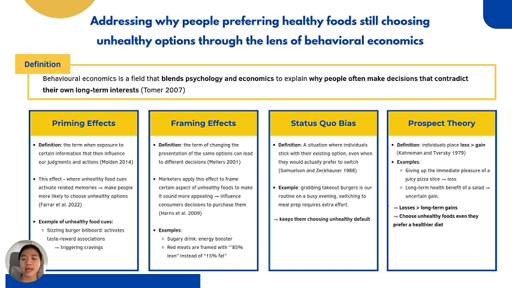And status quo bias is the tendency to stick with familiar routines. For example, grabbing takeaway burgers after work is easier than cooking. So finally, prospect theory explains that individuals weigh losses more heavily than gains, meaning the immediate loss of skipping a pleasurable slice of pizza feels more painful than the uncertain gain of long-term health from eating a salad. So the pizza often wins out. So these four mechanisms combine to override logical choices for a healthier diet.